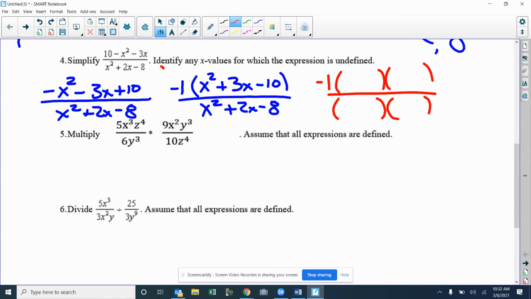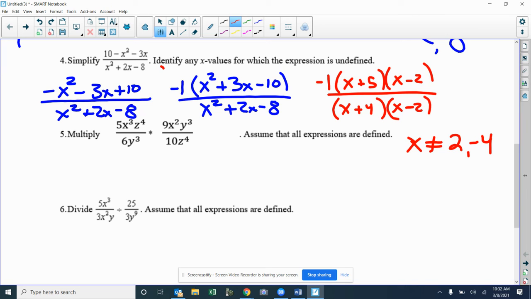So factors of 10 with a difference of 3 would be 5 and 2. That's gonna be x plus 5, x minus 2. Factors of 8 with a difference of 2 would be x plus 4 and x minus 2. All right, where are we undefined here? x cannot be 2 or -4, correct, everybody?